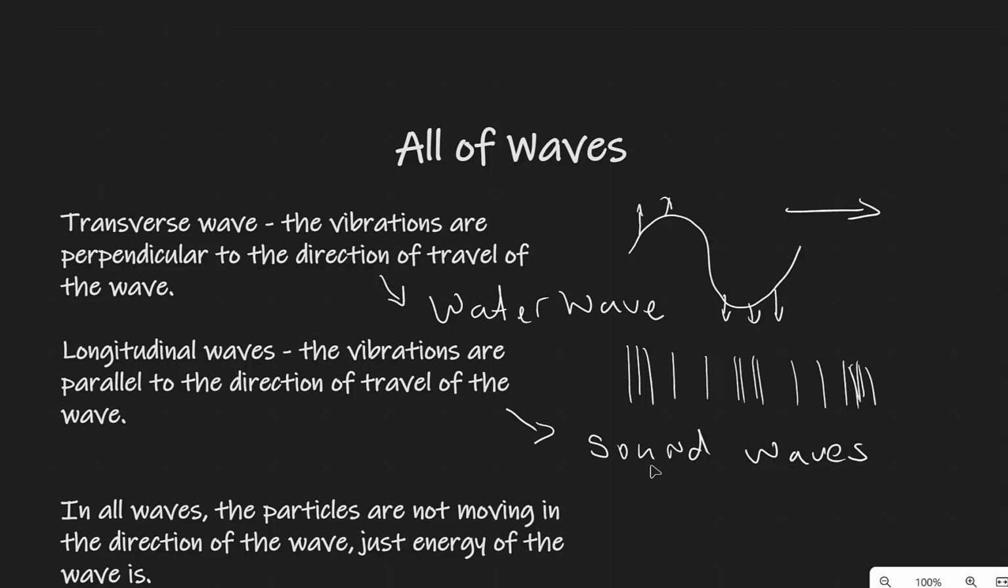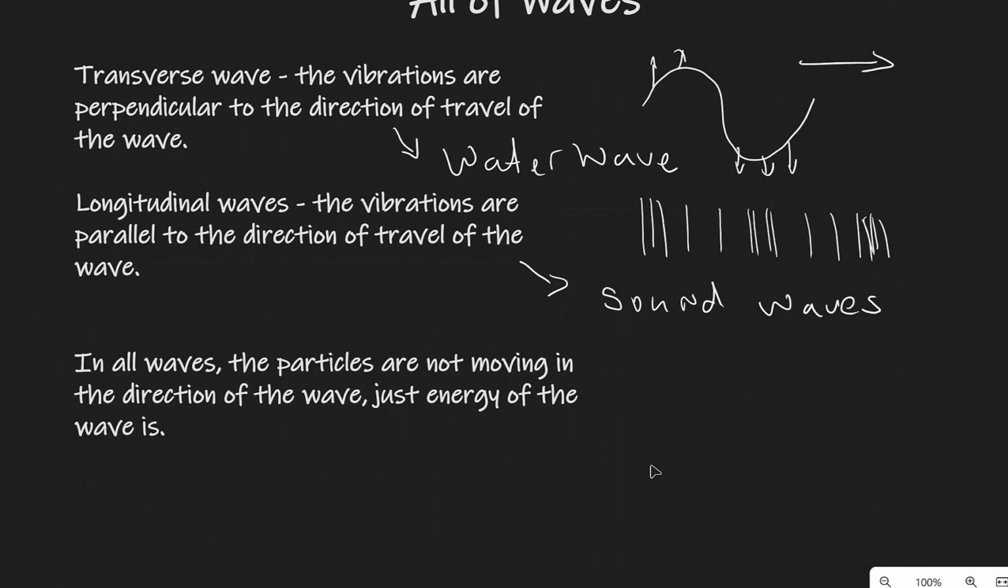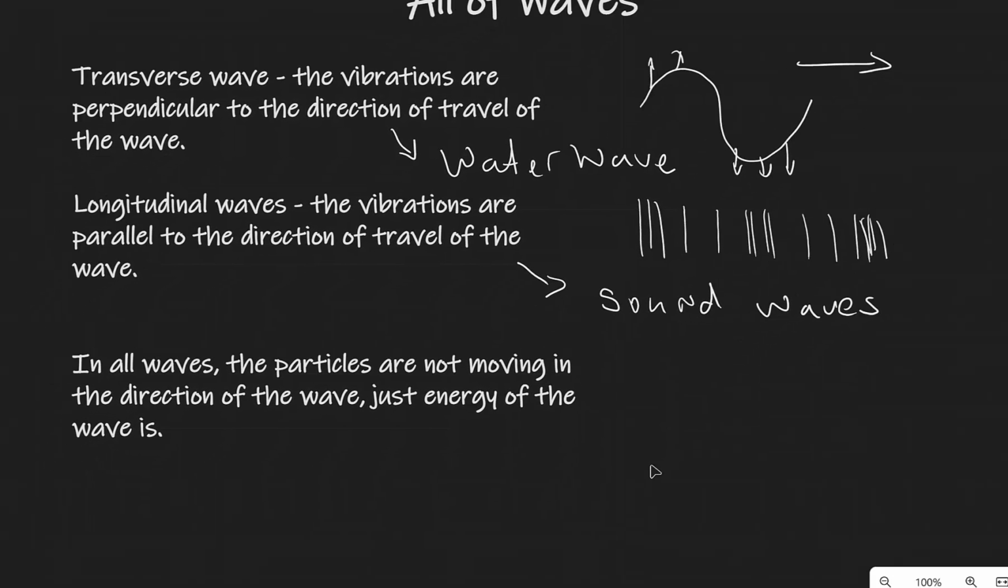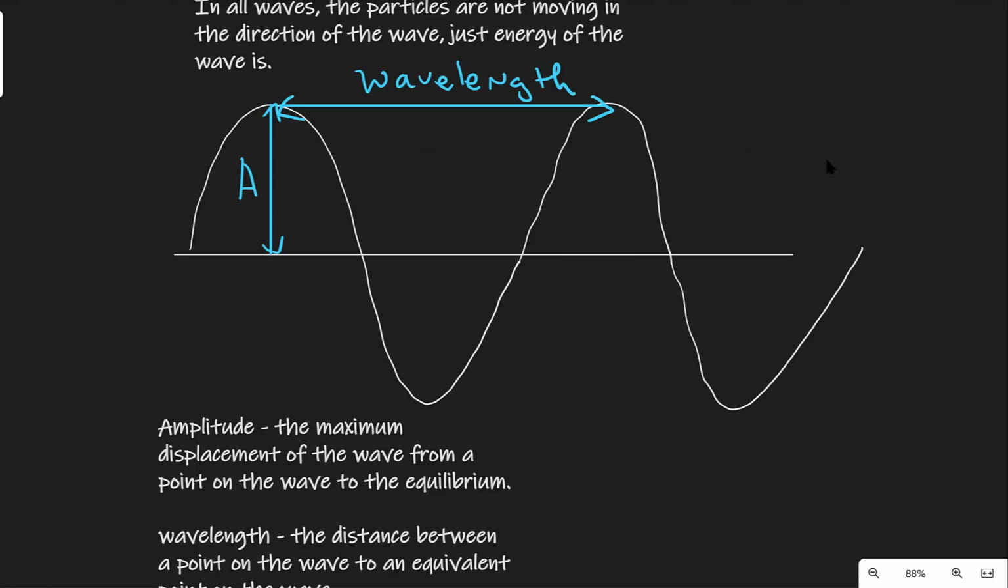It's really important to note that in all the waves, the particles are not moving in the direction of travel of the wave, just the energy of the wave is. So in a way, it's the wave that's moving, not the individual particles. The particles are either just going up or down, almost a little bit like a Mexican wave at a stadium during a football game.